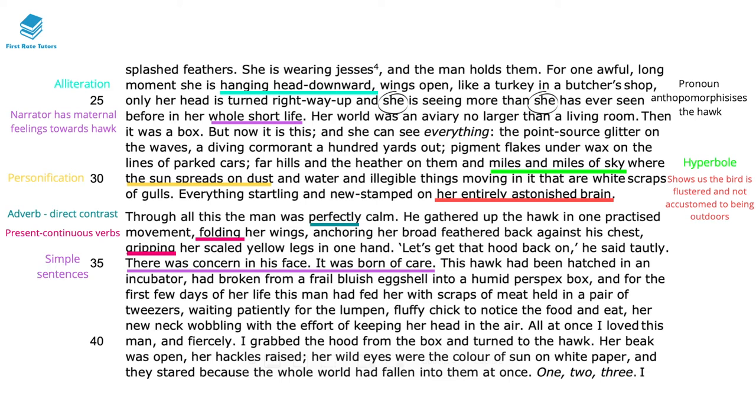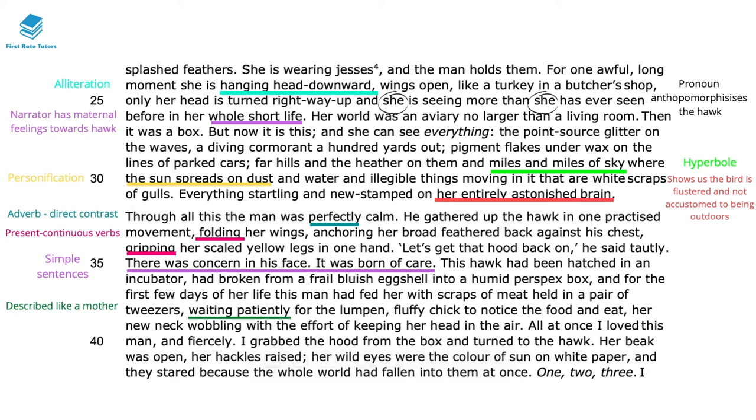Furthermore, the two simple sentences, "there was concern in his face, it was born of care," it's starting to show a turning point. So whilst Macdonald herself has realized that this is the hawk for her and she wants to probably take it home, actually this man, there's a discord. He is realizing that there's something wrong. And of course we later learn that he realizes this is not the correct hawk that was meant to go home with Helen Macdonald.